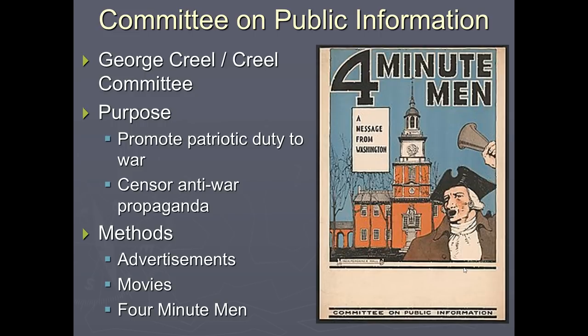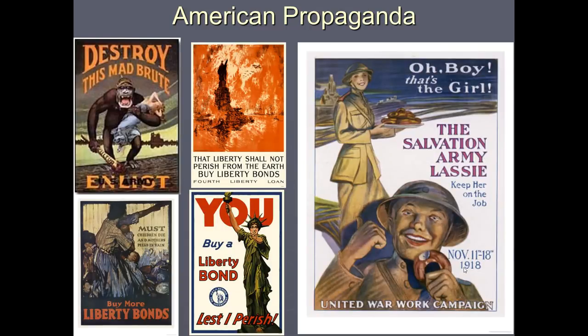And so the goal of the Committee of Public Education is to spread American propaganda. Now, if you remember in class, I told you that this was going to be on your test, right? And it's a listing to stop the Germans from taking over the world.